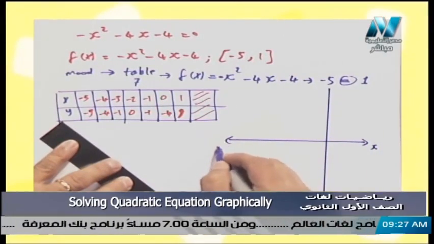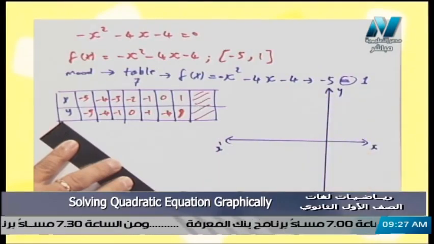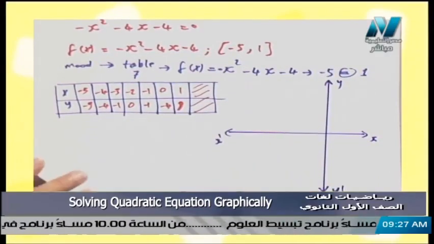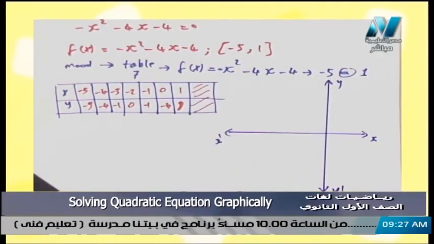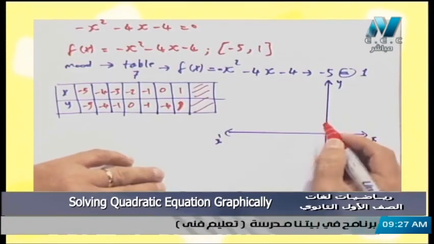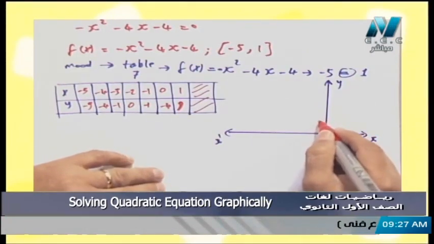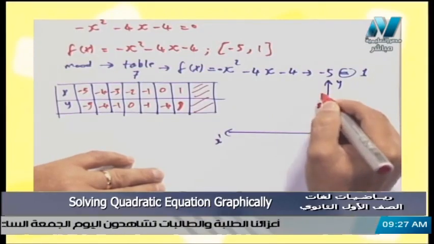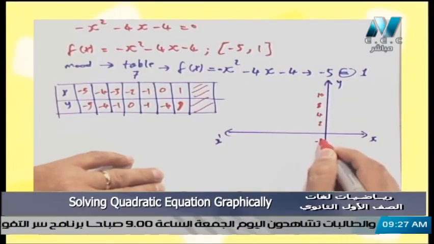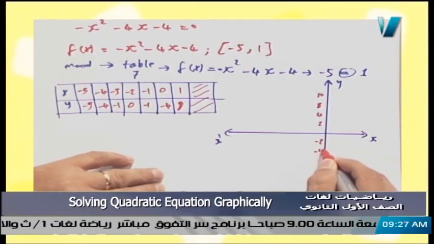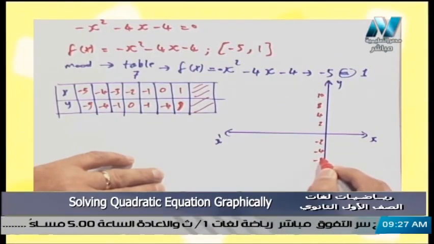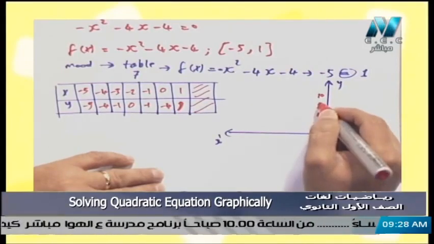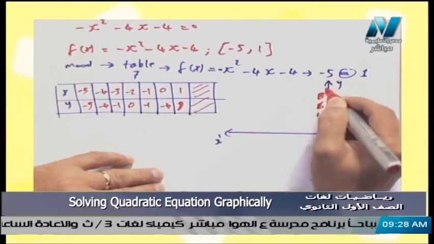This is the x-axis and this is the y-axis. Okay. Here we can say 2, 4, 8, 10. Negative 2, negative 4, negative 6, negative 8, and negative 10. Here 2, 4, 6 also, 8 and 10.